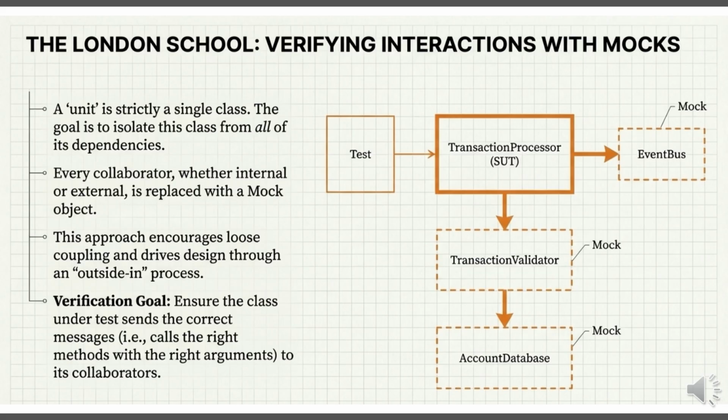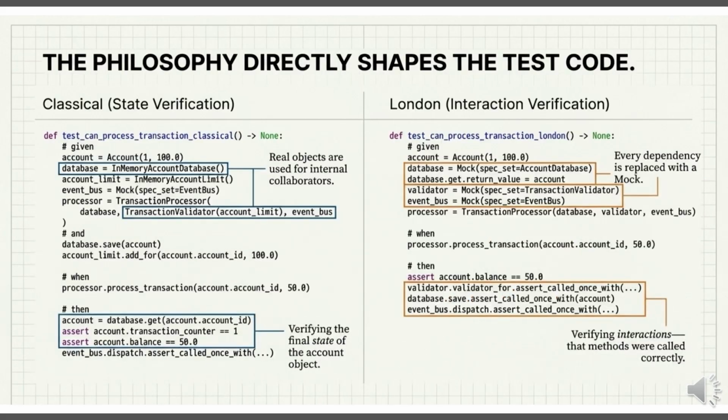Precise behavior. Let's see the difference in action. Two tests. Same goal. Different philosophies. On the left, classical. It uses real objects for internal collaborators and checks the final state. Did the account balance change? Did the transaction counter update?